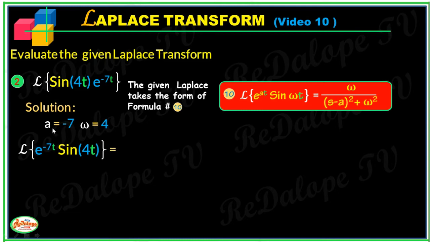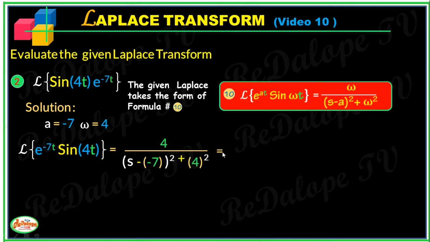Substituting a equals negative 7 and omega equals 4 in this formula, we now have omega, which is simply 4, divided by the quantity of s, so copy s here, and copy also the negative sign, and a is negative 7, so we're going to multiply negative by negative 7. So we have negative 7 here, and that is being squared. And then we have the plus sign. Omega again is simply 4, and we need to square it.